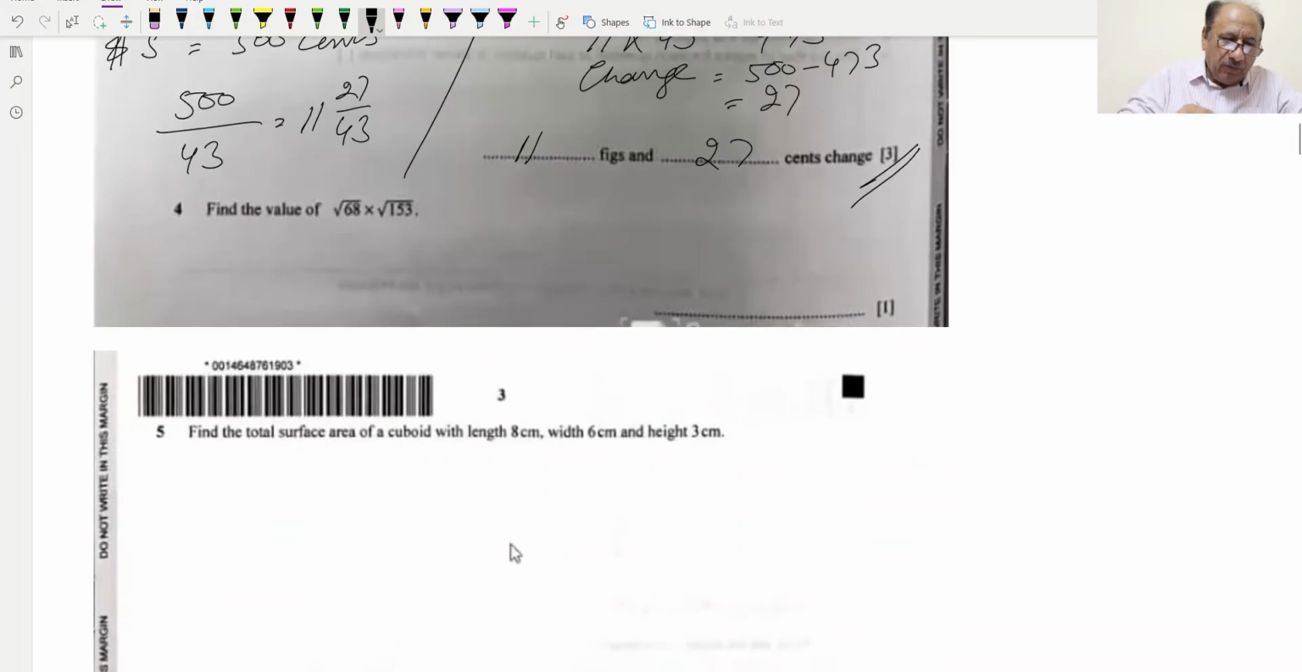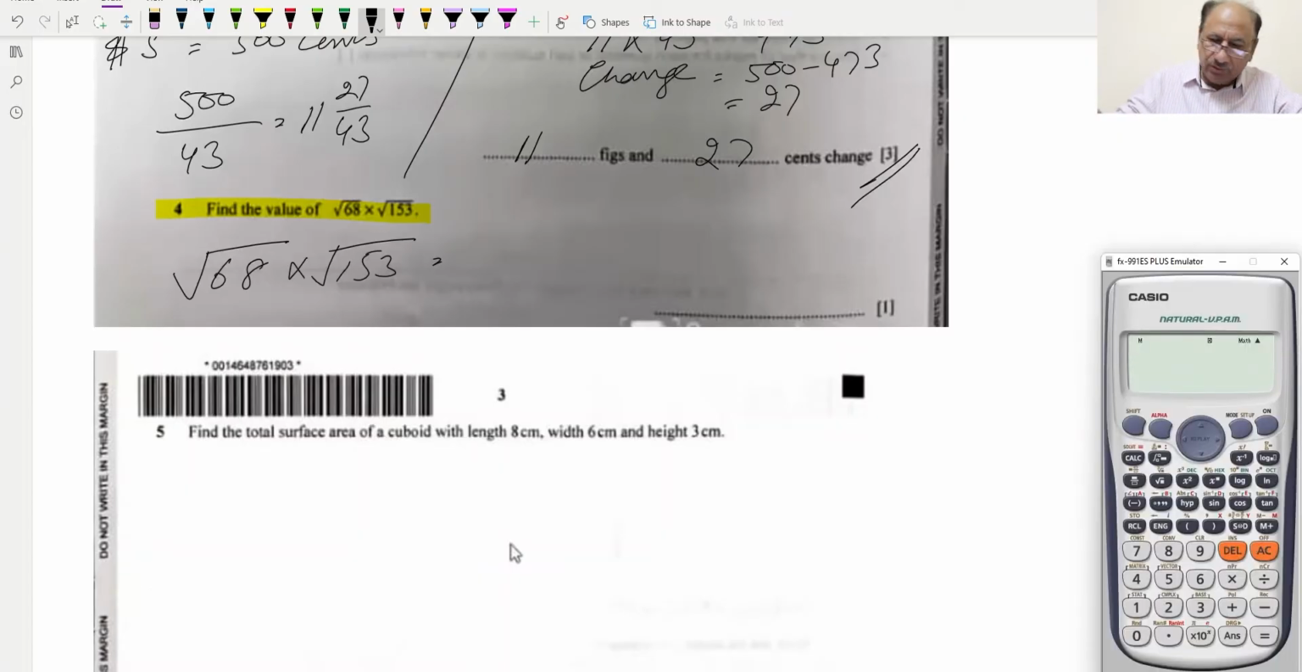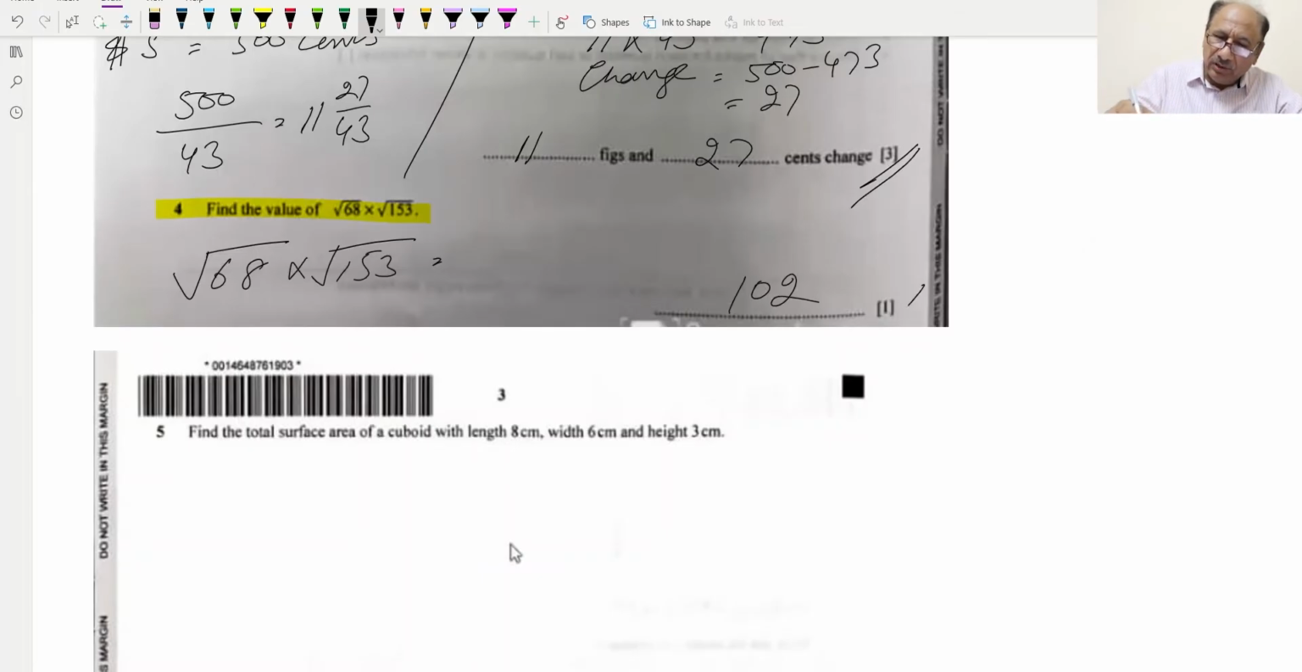Now question number 4. Find the value of the square root of 68 multiplied by the square root of 153, and this is a 1 mark question, a calculator usage question. So the square root of 68 multiplied by the square root of 153 results in 102, and 102 will be the answer for 1 mark.